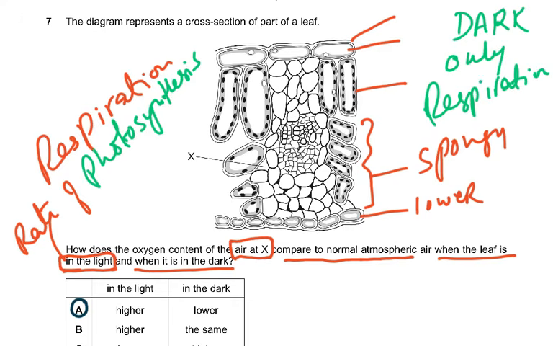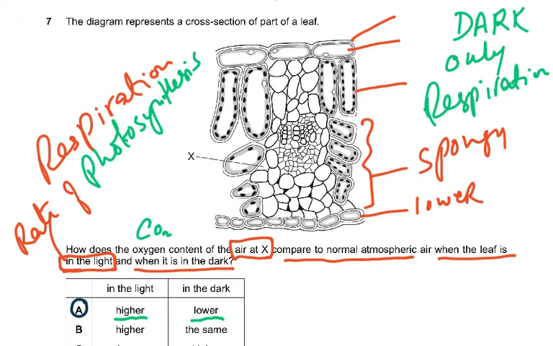Now what do we see? Now how does the oxygen content compare? So in the light, the oxygen content will be higher, and in the dark it will be lower. So we're only talking of the oxygen content, not of the carbon dioxide. But if I had asked you what would be the carbon dioxide content in the light, of course, carbon dioxide would be less because it would be taken up by photosynthesis. In the dark, it would be more because it's only respiration.